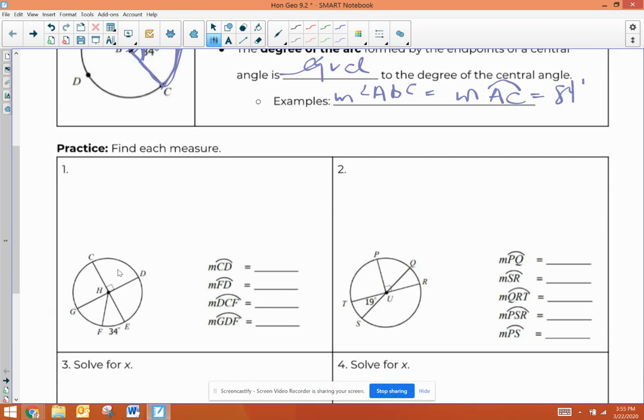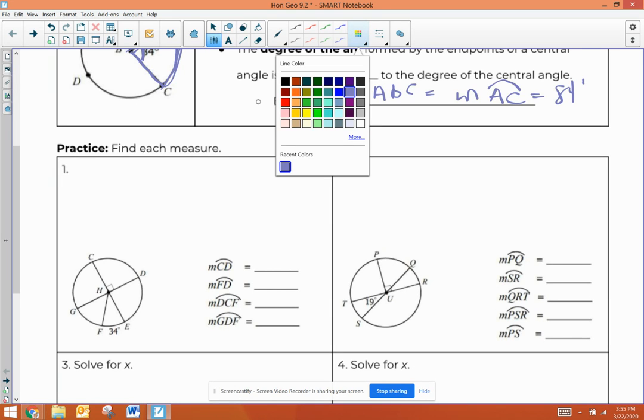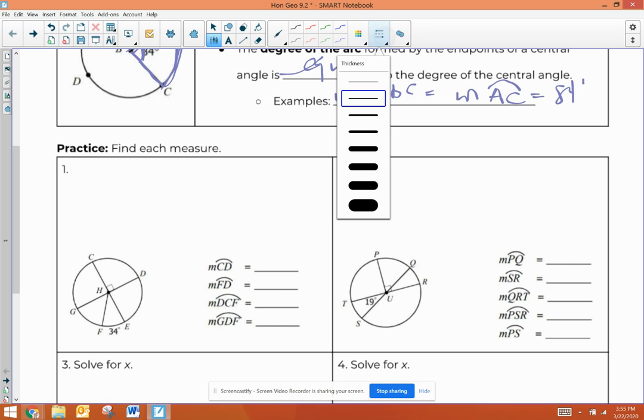I don't know why my voice is so raspy, but here we go. That was a weird color. Let's change it. Something a little more bold.